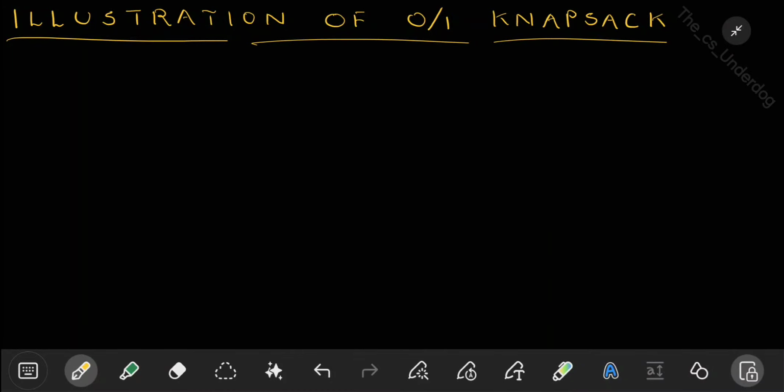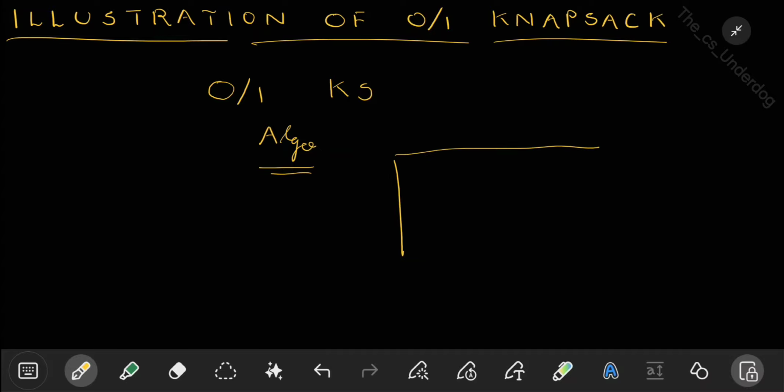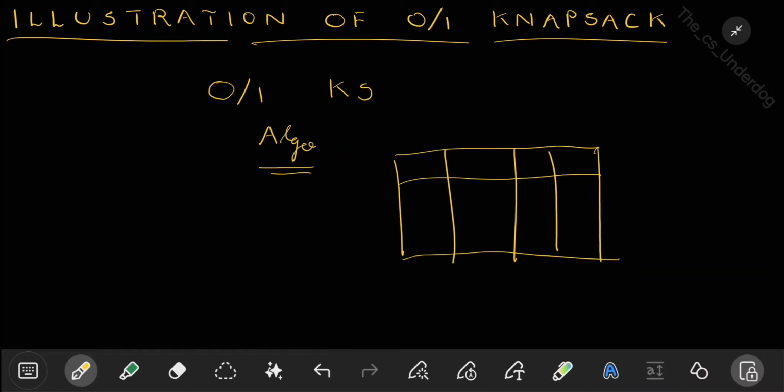Illustration of 0-1 knapsack. In the last lecture, we learned about the 0-1 knapsack problem and the algorithm that can be used to solve this problem. What we are going to do in this lecture is see how exactly the DP table is filled for this 0-1 knapsack problem.